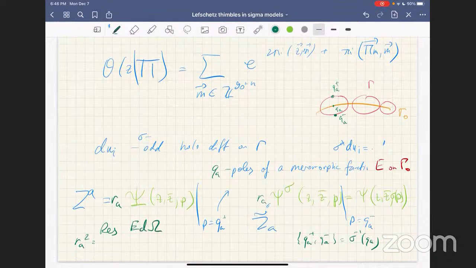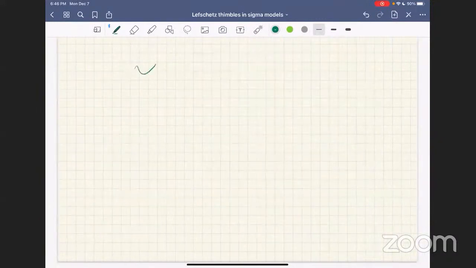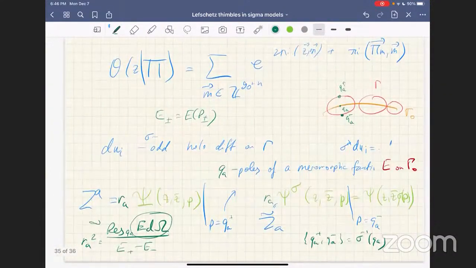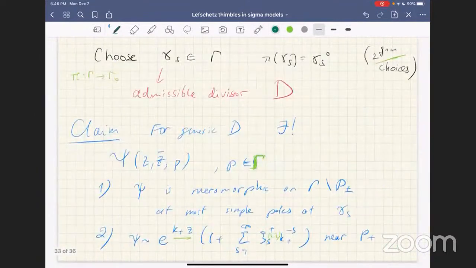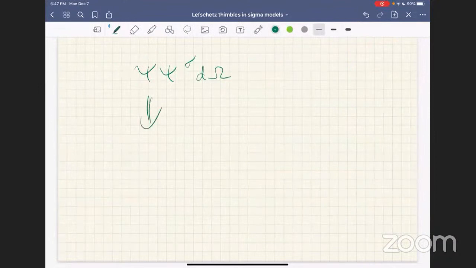So E d omega. Remember, d omega was the meromorphic differential on gamma 0. E is a meromorphic function on gamma 0, and E plus minus are the values of E at the punctures. So by playing with differentials like E d omega or differentials like psi sigma d omega, one proves that the constraints are satisfied, and then the potential is indeed self-consistent. And moreover, one can impose, well, okay. So all this produces what does it produce?